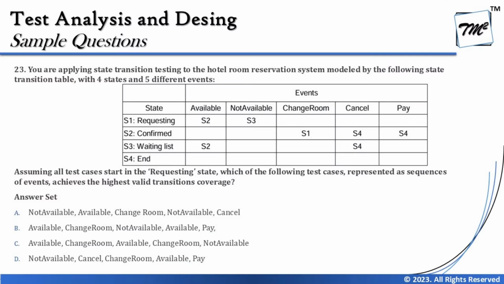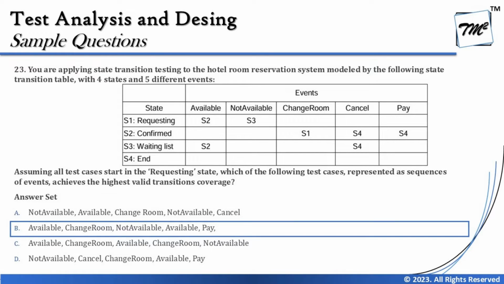Put together, the right answer for this particular question is B, that is available, change room, then requesting. From there, it can go to not available as well. And then from not available, it will become available. And once available, you can make the payment, which is the right answer, which covers the maximum, which is 5 out of 7 transitions.